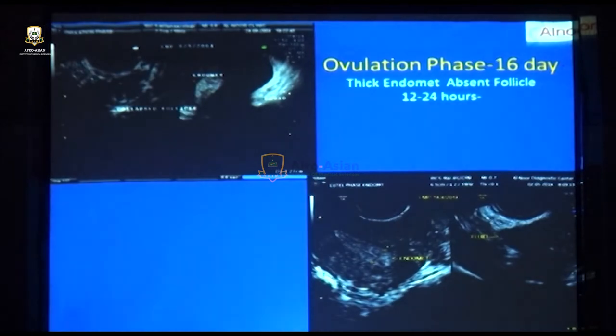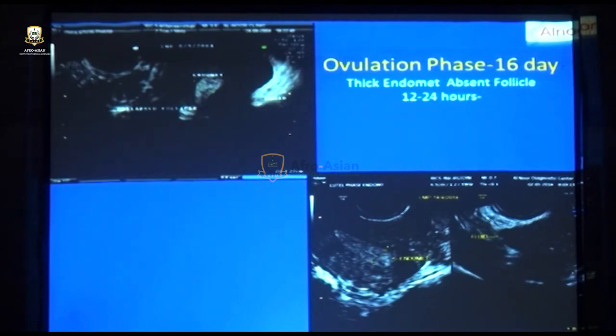Now look at this finding. We know with the first ultrasound that she has ruptured the follicle as she has gone into the ovulation phase. Three criteria. This is rupture on the 16th day, not the 12th day. Thick endometrium. Look at this thick endometrium. Fluid in the cul-de-sac and absence of the follicle. Look at this follicle, it is collapsed, a small irregular follicle. But the endometrium is thick and there is a small amount of fluid in the cul-de-sac.